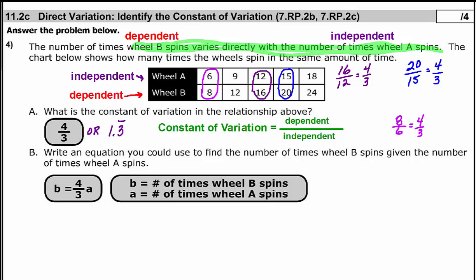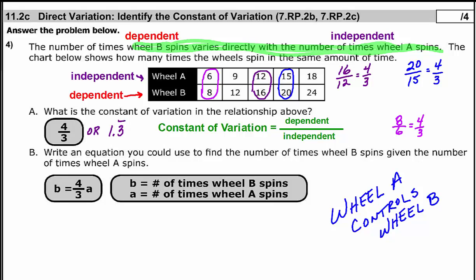So what they're telling you is, I'm going to write it down here where I've got some space toward the bottom, wheel A controls wheel B, because B spins depending on how much A spins. So wheel A controls wheel B. If wheel A does the controlling, it is the independent. If wheel B is controlled, it is the dependent.